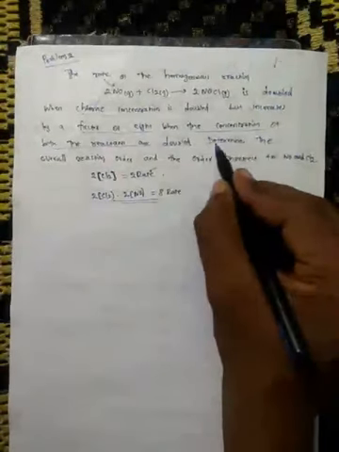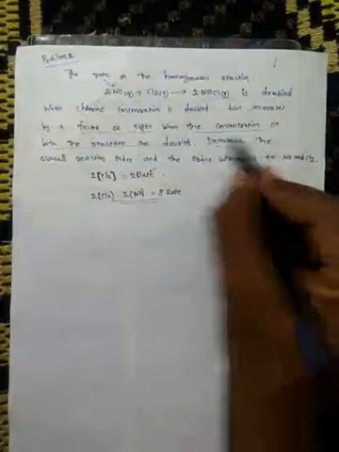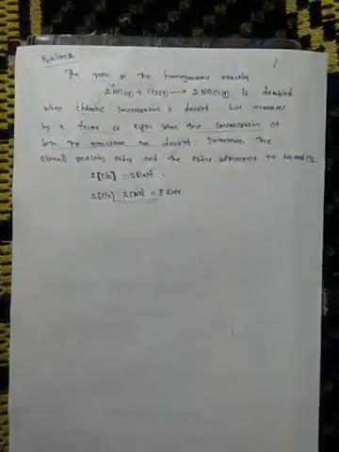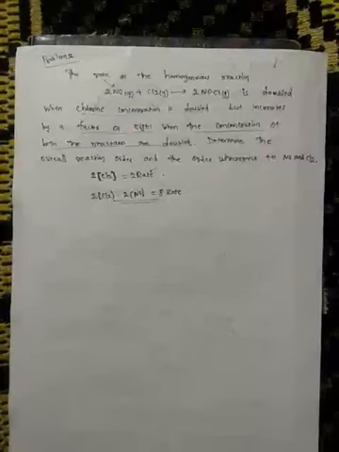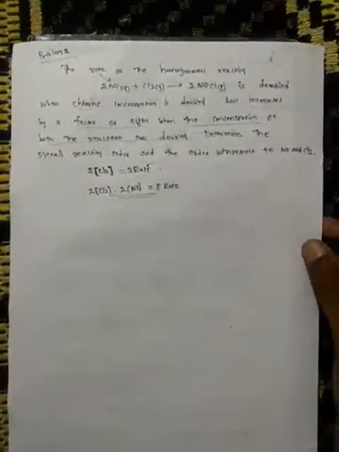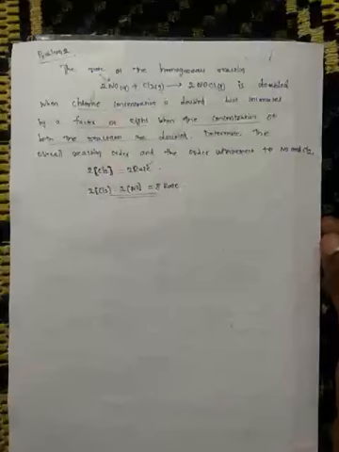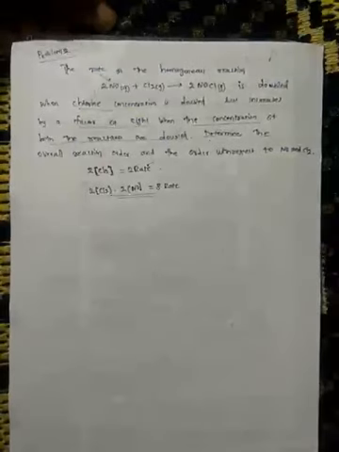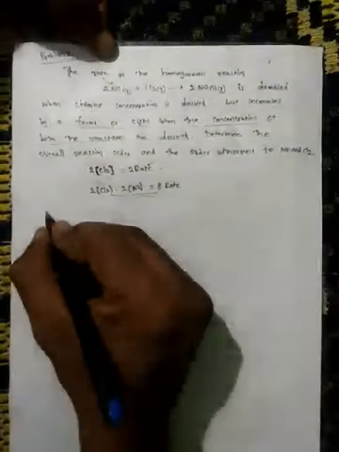Okay, then what is the question? The question is: determine the overall reaction order and the order with respect to NO and Cl2. So they are asking you to find out the overall reaction order and the order with respect to NO and Cl2. How will you solve this problem? Very simple.